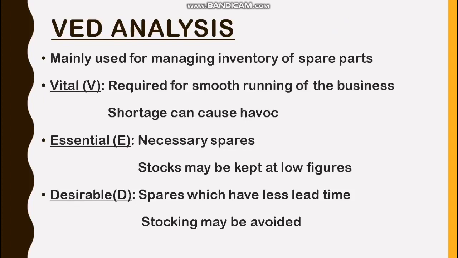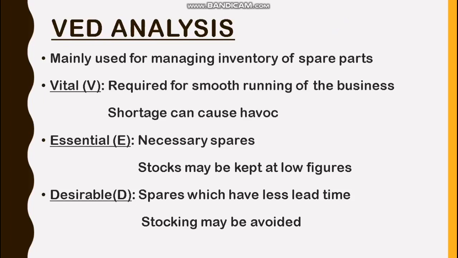Next technique is the VED analysis, and this analysis technique is used for managing the inventory of spare parts. V means vital, E means essential, and D means desirable. Now, vital items are the very important items which are required for smooth running of the business, and their shortage can cause havoc. Second are the essential items. These are the necessary spares, and their stocks may also be kept at low figures.